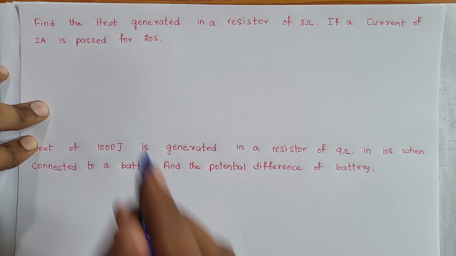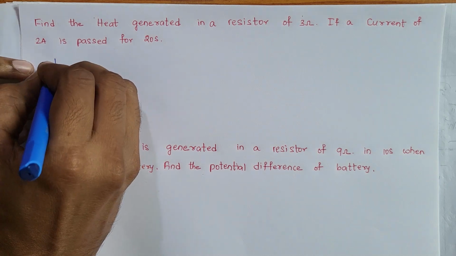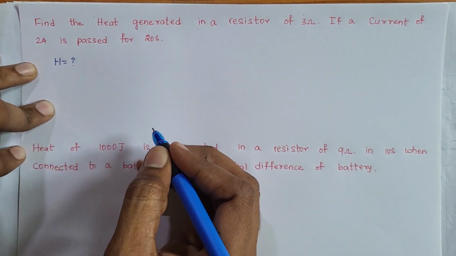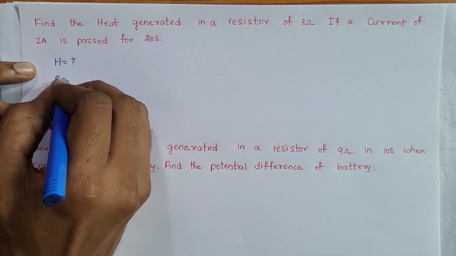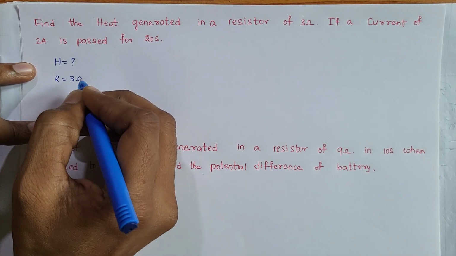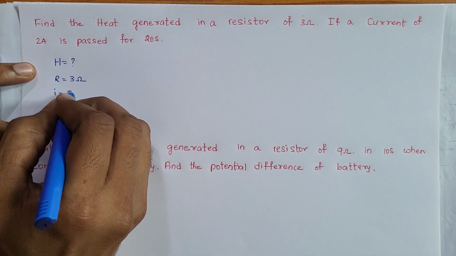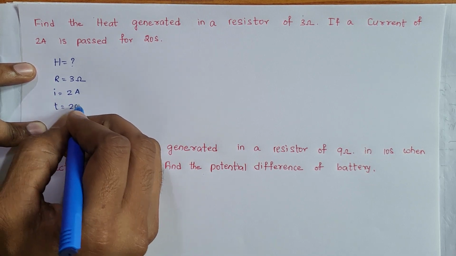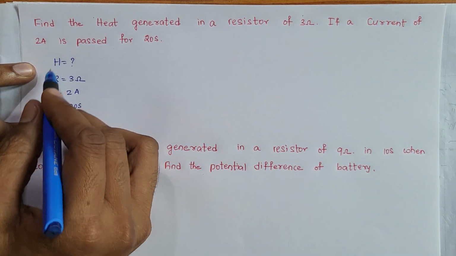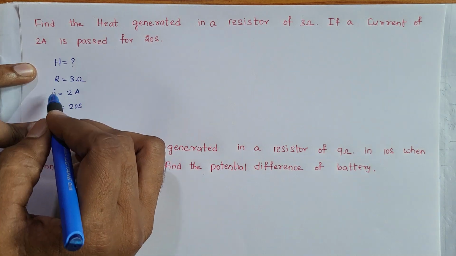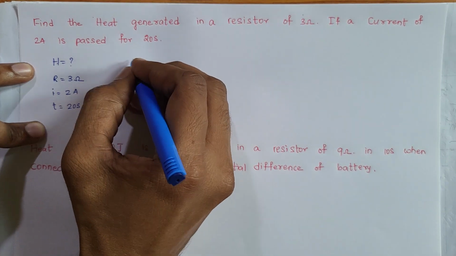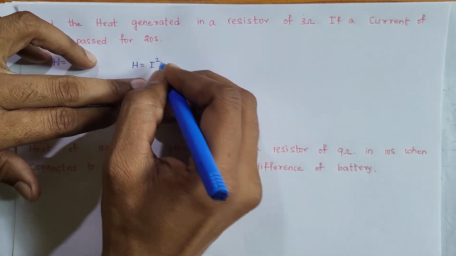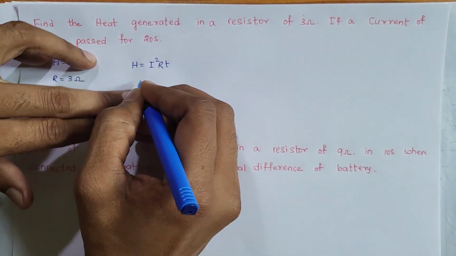Okay, what do we have to find? We have to find out the heat generated. H is equal to question mark. What all have they given? They have given resistance R is equal to 3 ohm, the current I is equal to 2 amperes, and the time t is equal to 20 seconds. Which formula suits best? H we have to find, so I square RT. So we can use the formula H is equal to I square into R into T.